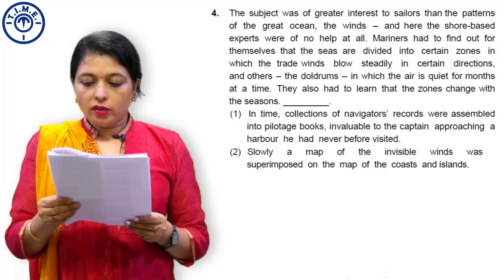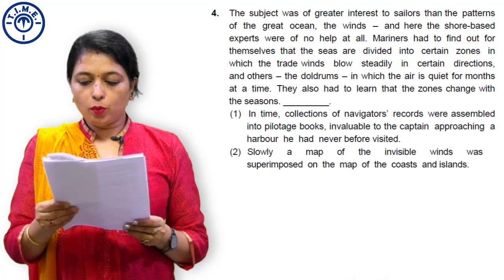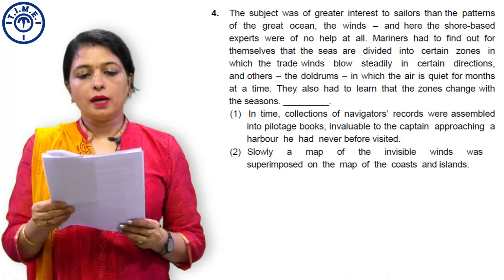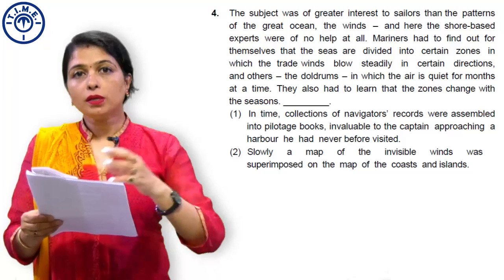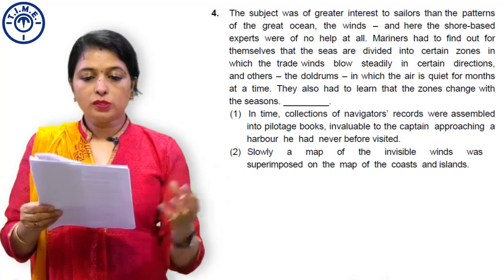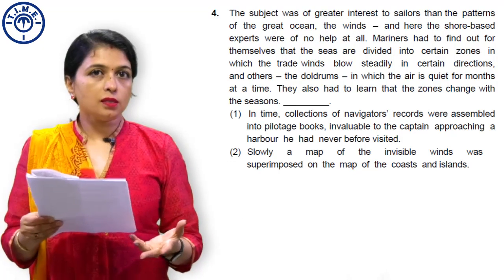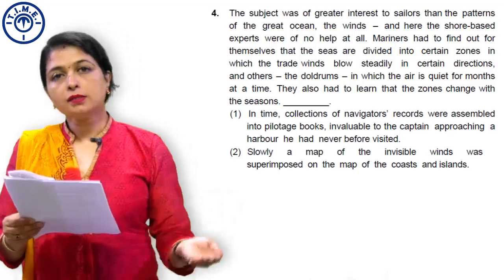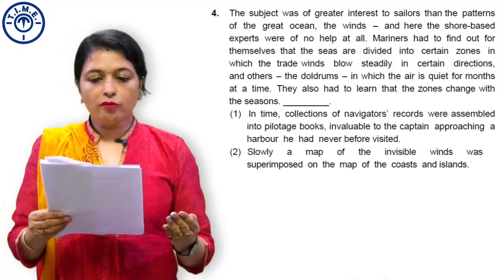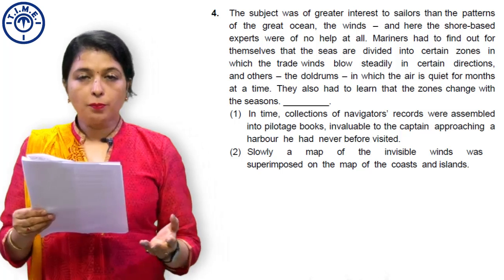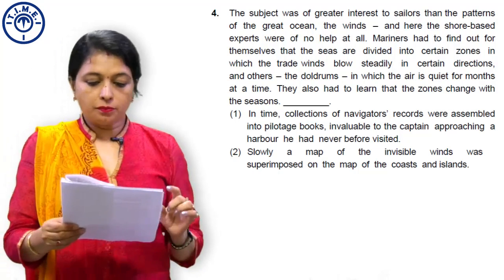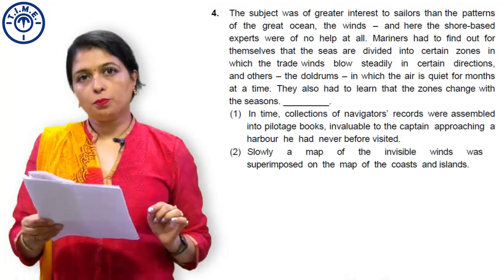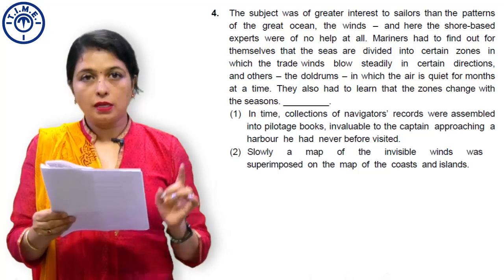Slowly, a map of the invisible winds was superimposed on the map of the coasts and islands. Now, the idea that there was something about ocean wind zones and change of seasons that sailors were unaware of, and as they gained knowledge, they formed a map from the pattern that they observed. So, thus far, 2 seems to be the most suitable and appropriate choice.